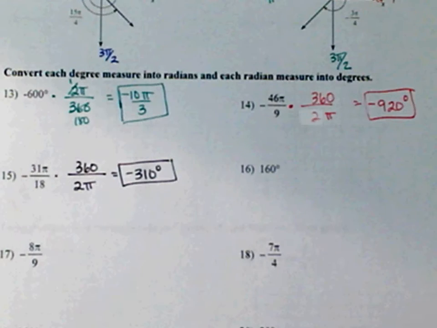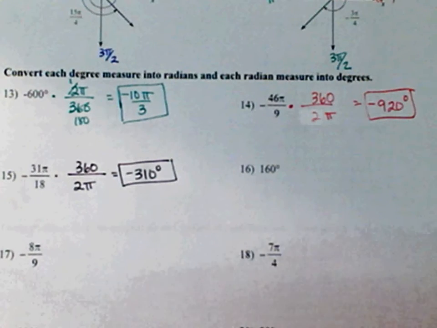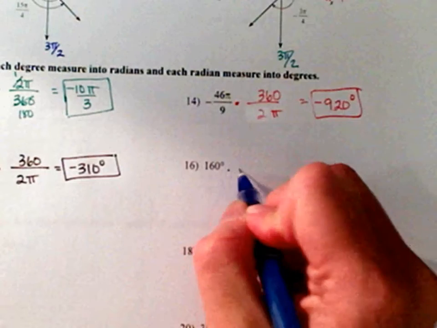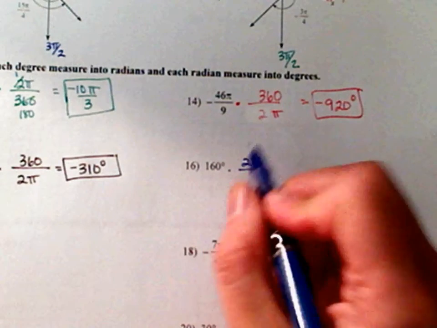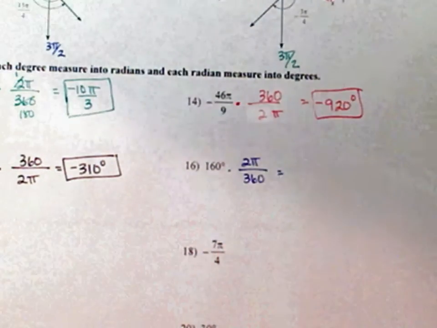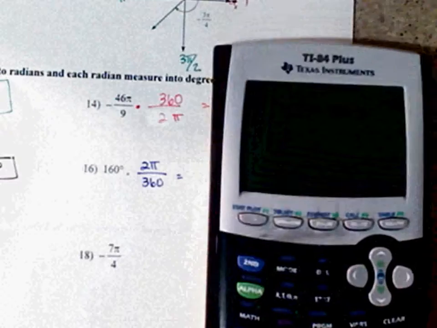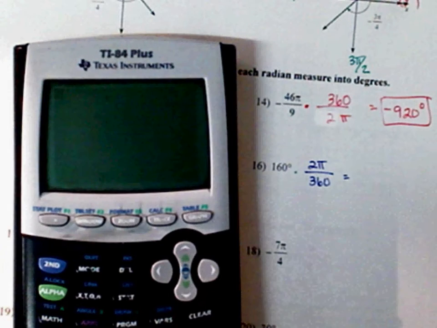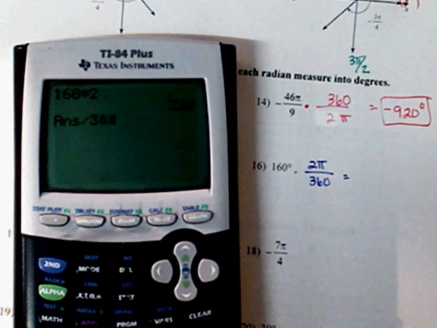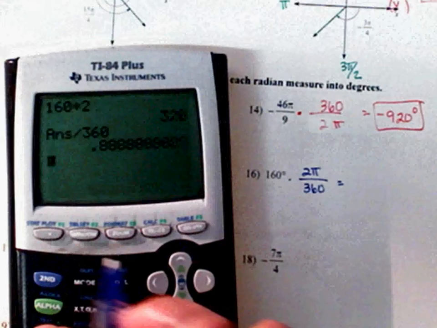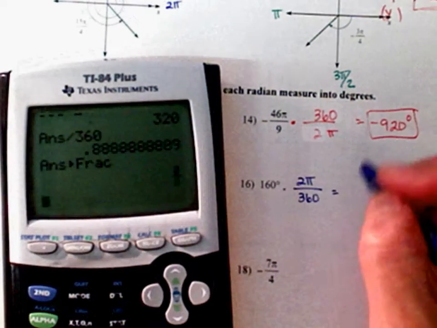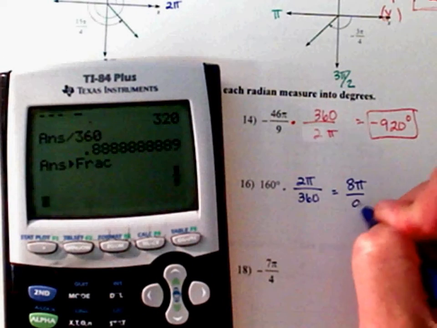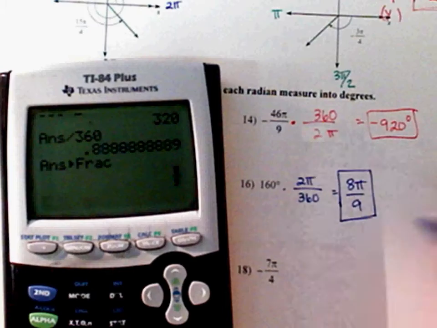Number 16. I have degrees. I want to convert it to radians. So I'm going to put 2 pi over 360. Okay. So you have 160 times 2 divided by 360. Math. I want fractions. I don't want a decimal. 8 pi over 9. Okay.